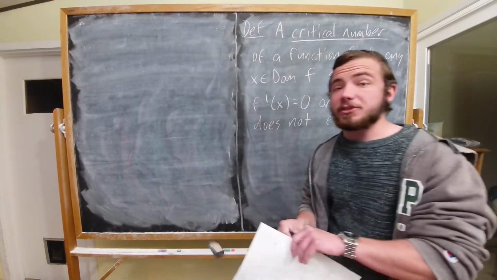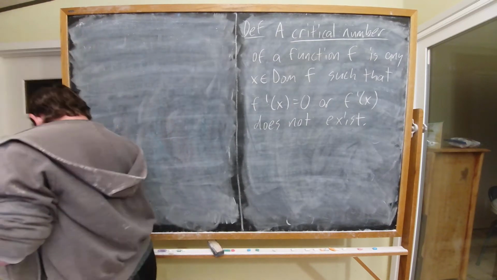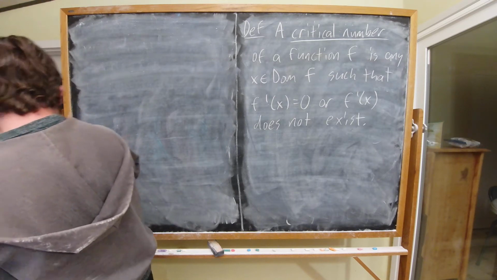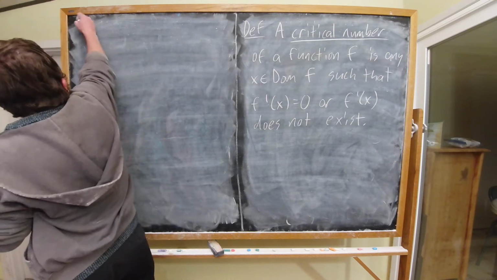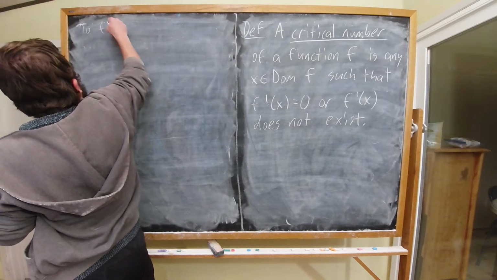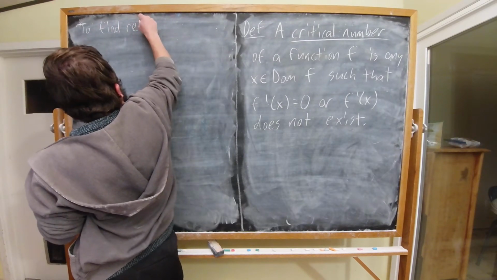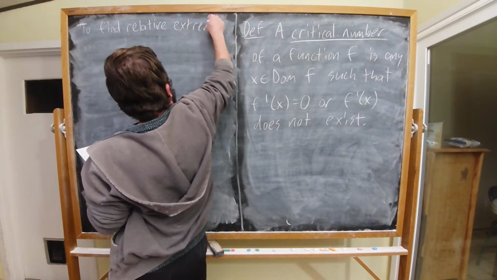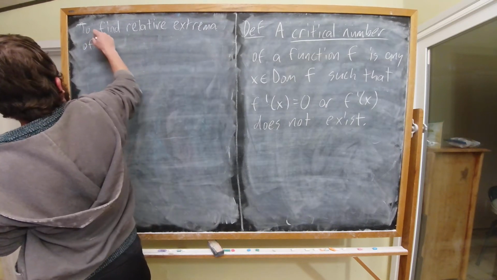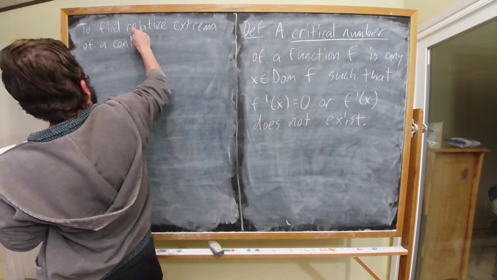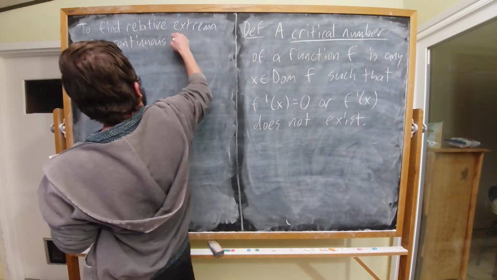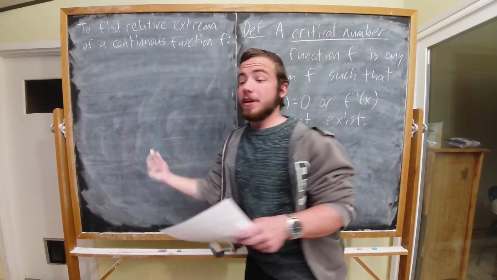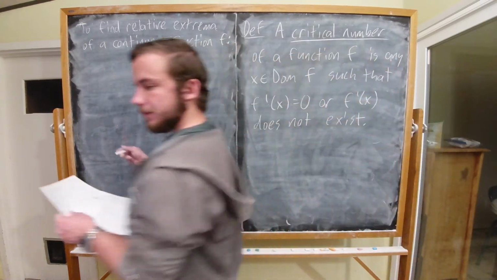Okay, so here's our procedure. I'm going to need another piece of chalk already. To find relative extrema, relative minimums and maximums of a continuous function f. We call this the first derivative test.